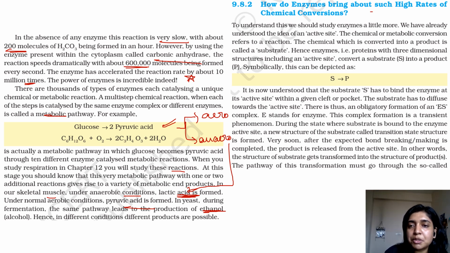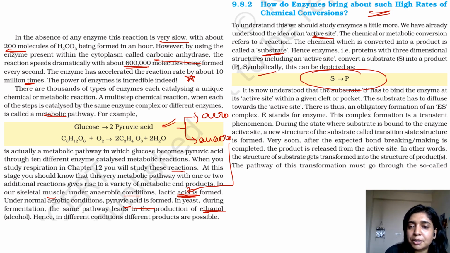So how do enzymes bring about such high rates of chemical conversion? To understand this, we should study enzymes a little more. We have already understood the idea of active site. The chemical or metabolic conversion refers to a reaction. The chemical which is converted into a product is called a substrate. Hence, enzymes, that is proteins with three-dimensional structures including an active site, convert substrate to a product. This is the function of the enzyme.